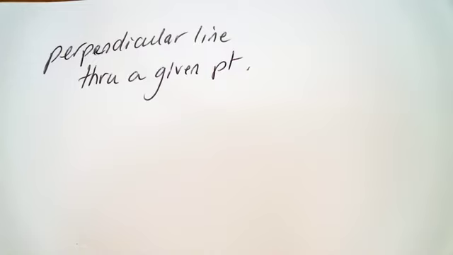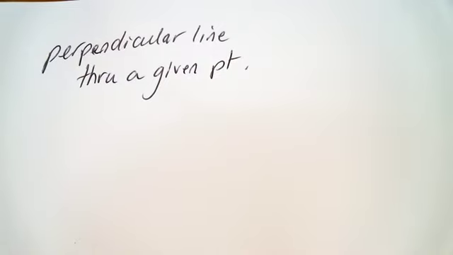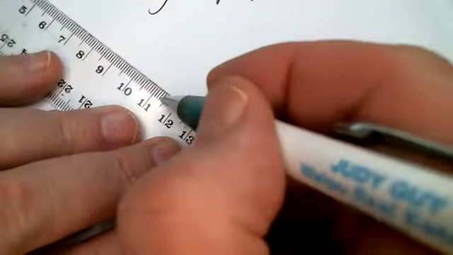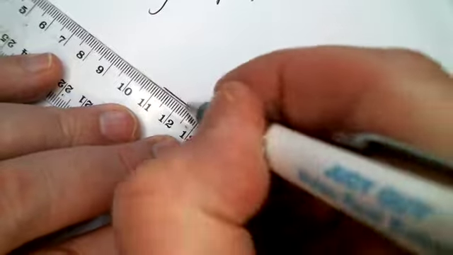In this next example, I'd like to draw a perpendicular line through a given point. So we'll do the same thing again. We'll just draw a line across the page. Draw it the other way around this time. Let's draw it across here. Here we go. Here's my line.